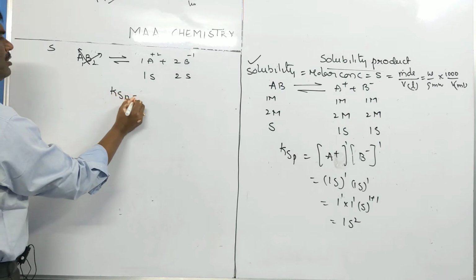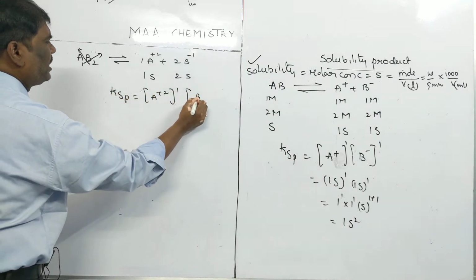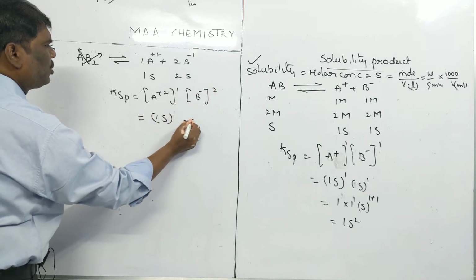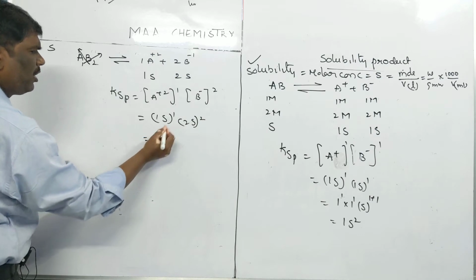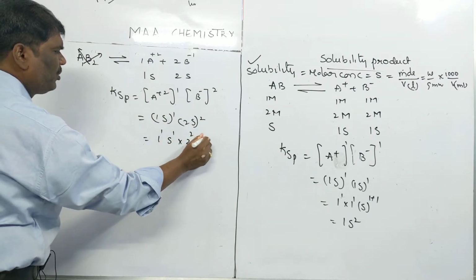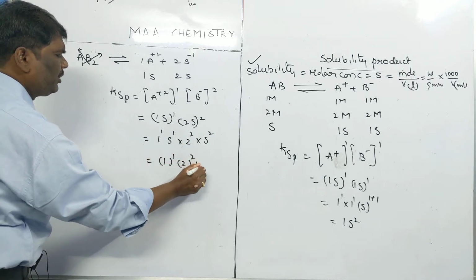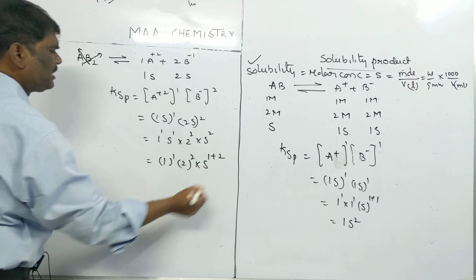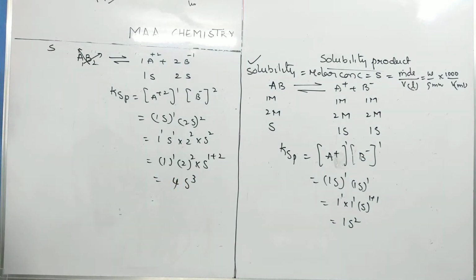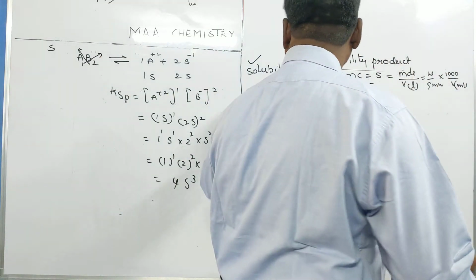KSP equal to concentration of A whole power 1, concentration of B whole power 2. So we take 1s power 1, 2s power 2. So we are taking 1 power 1, S power 1, 2 power 2, S power 2. Thus we are getting 1 power 1, 2 power 2 into S power 1 plus 2. Nothing but 4s cube. One more example I am explaining.